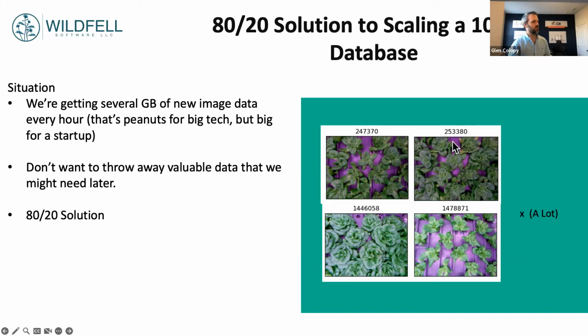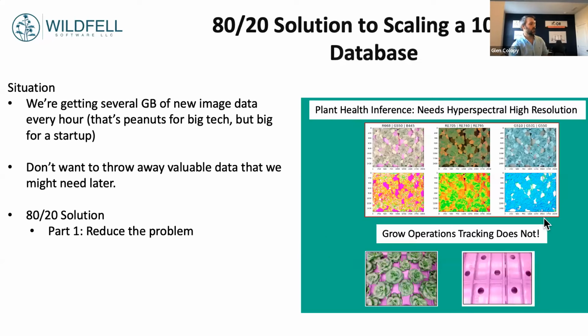We're getting all this plant data, and it's a lot because it's coming in constantly. And as we deploy to more farms, this is going to grow exponentially. So we need to be ready. This 80-20 solution came in a few steps, and these are embarrassingly simple solutions. The first thing we did was prioritize.